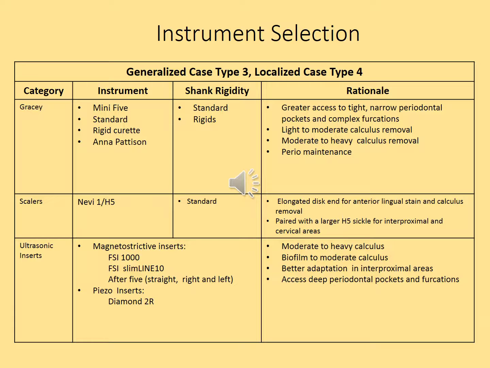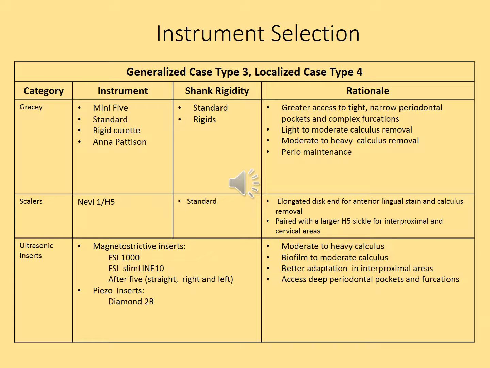Instrument selection for this case type: Gracey Mini 5, which is graded access to tight narrow periodontal pockets and complex furcations; the standard curette, which is for light to moderate calculus removal; the rigid curette for moderate to heavy calculus removal; and the After Five instrument for perio maintenance.